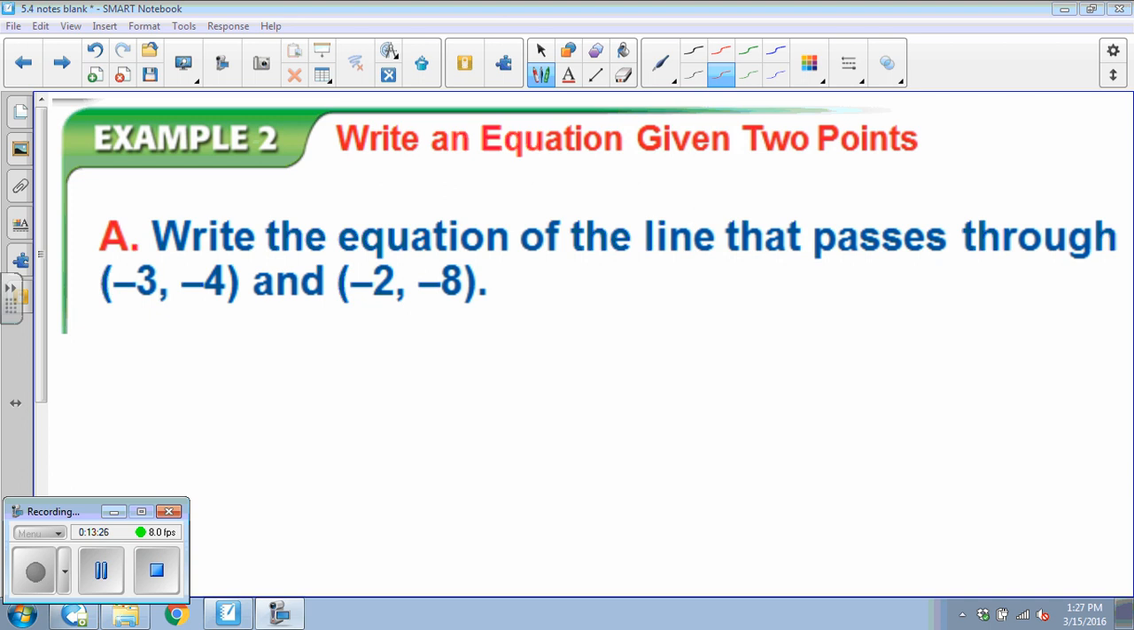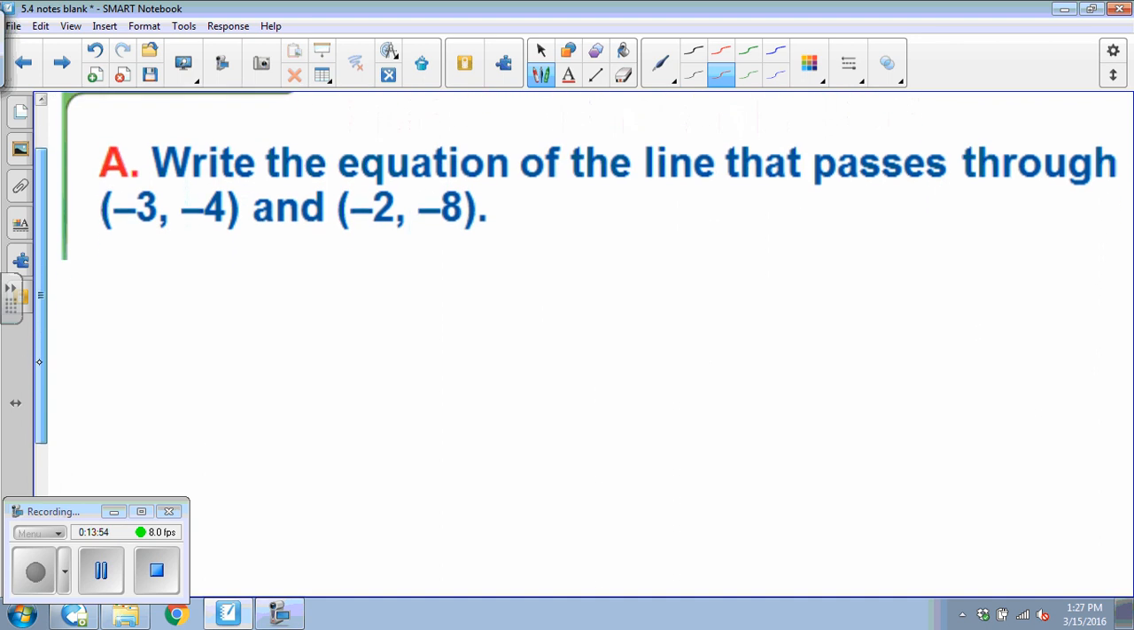But we need the slope. They don't give us the slope. What do we have to do? We need to use a slope formula to find the slope. So for this one, they don't give us the slope. We have to go find it first. Once we find the slope, then we do what we did in the previous example. Then we use one of those points, the slope that we found, and we write the equation.